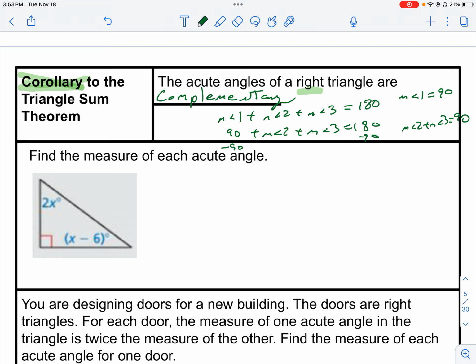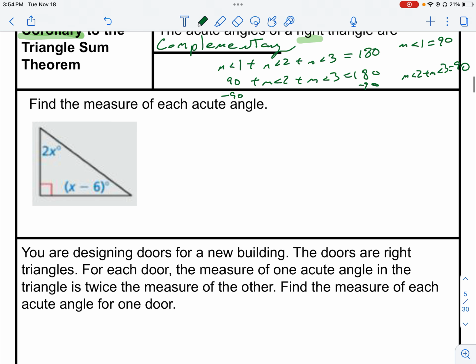So we know, because we're just skipping a step by taking the 90 off of both sides at the very beginning, that we can find the measure of the acute angles by adding them together and setting them equal to 90. So here we have a right triangle. We got two acute angles to find. So we can just set their sum up to 90 and solve.